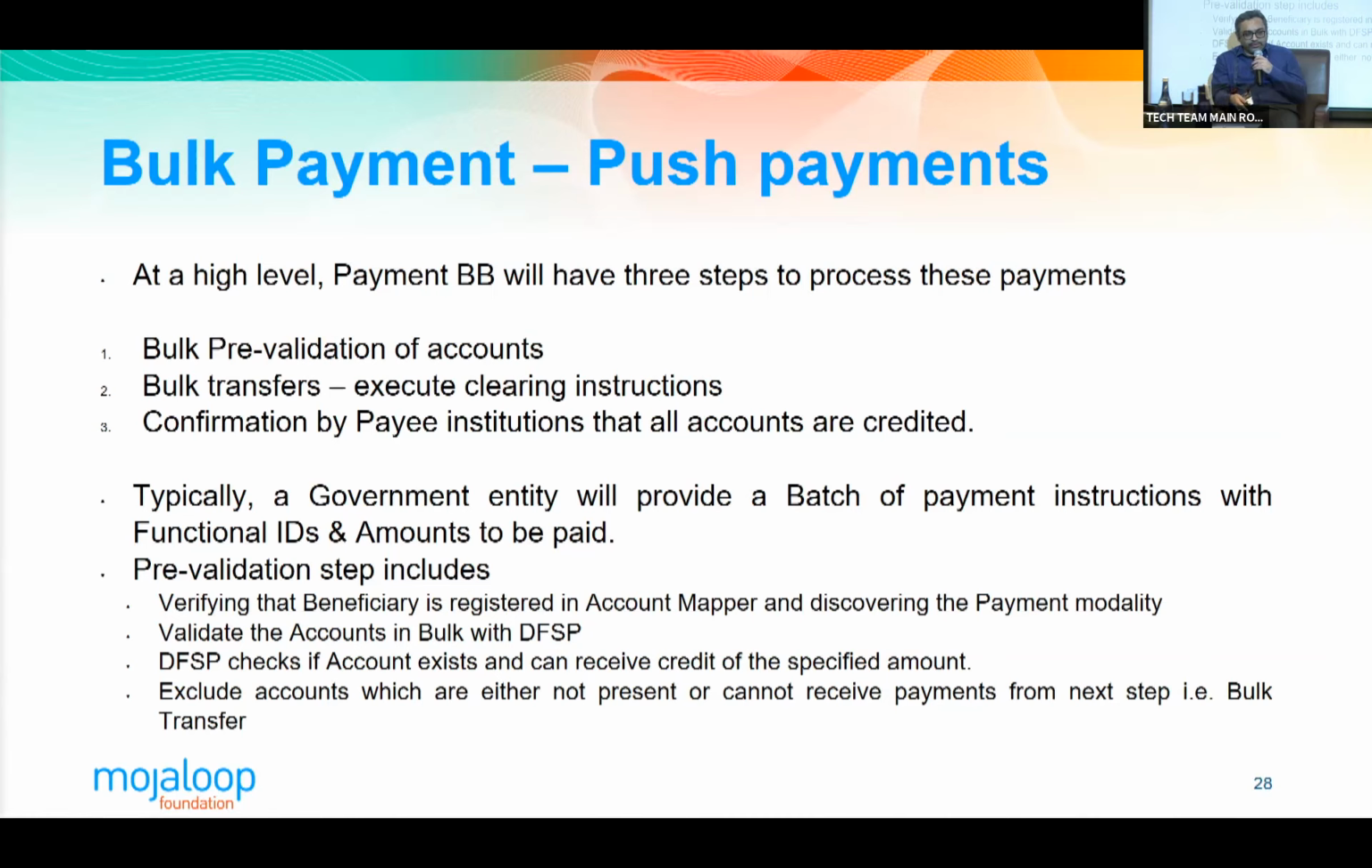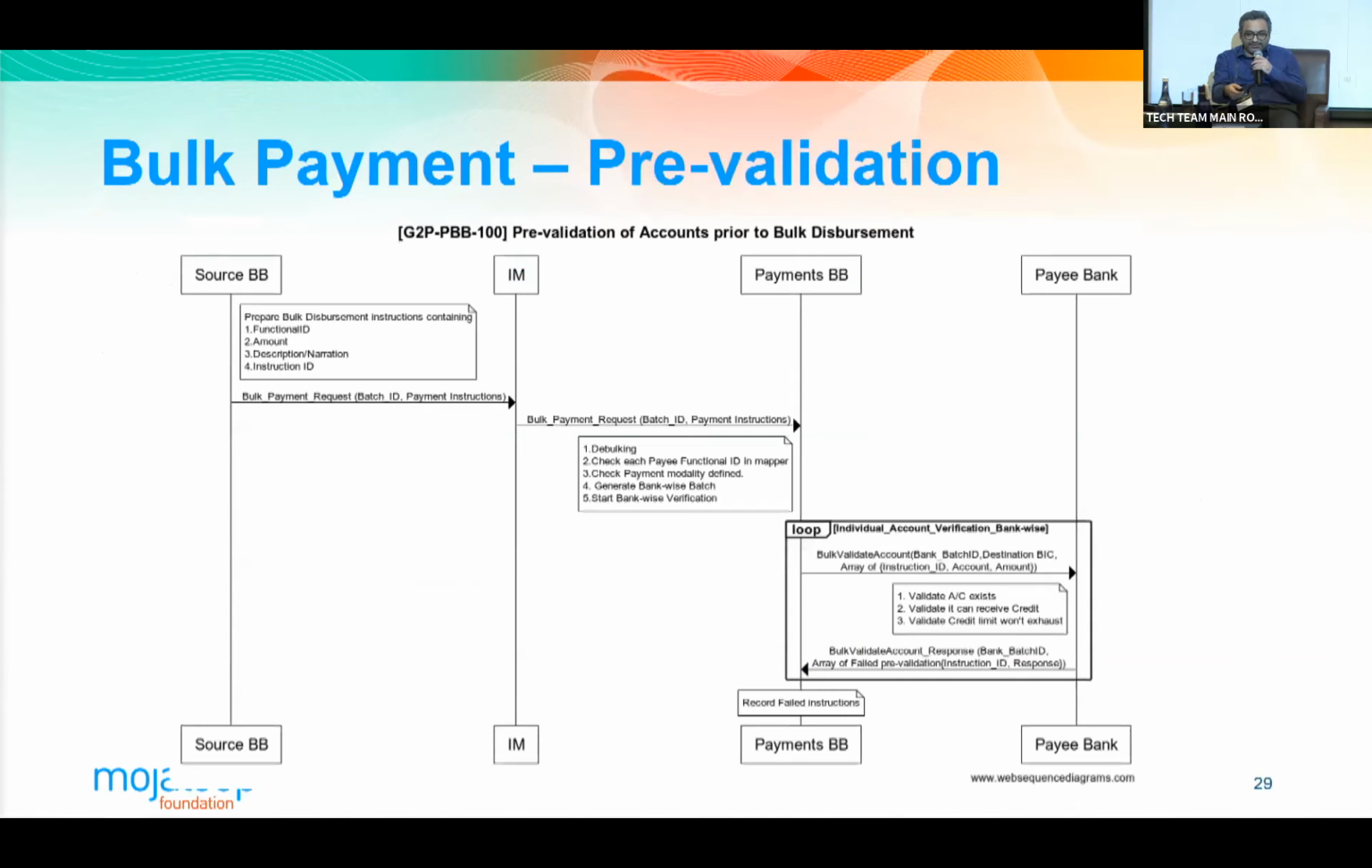So we did some use case sequence diagrams just to visualize this. In this particular diagram, the source building block is sending, through the information mediation layer, to the payments building block a bulk request with a certain batch ID, saying these are the payment instructions to execute. And what the payments building block, as we have shown in this diagram, is doing is talking to the payee banks to pre-validate the accounts.